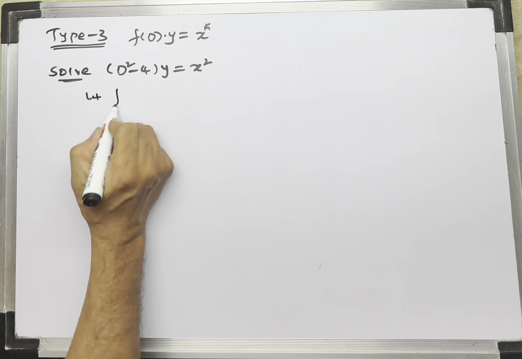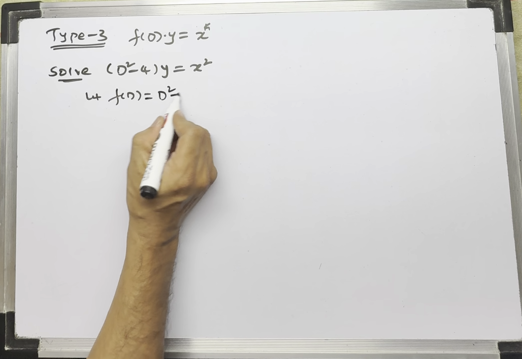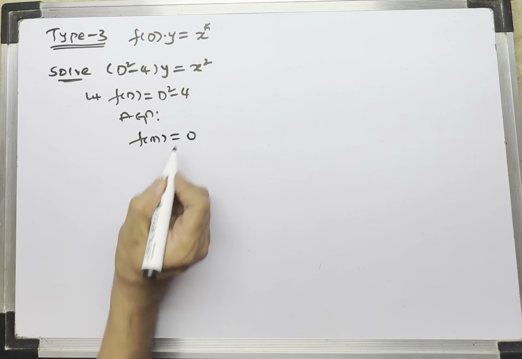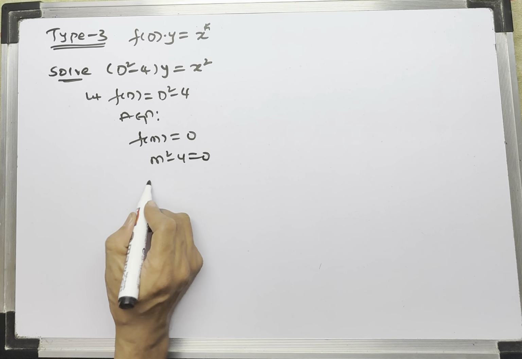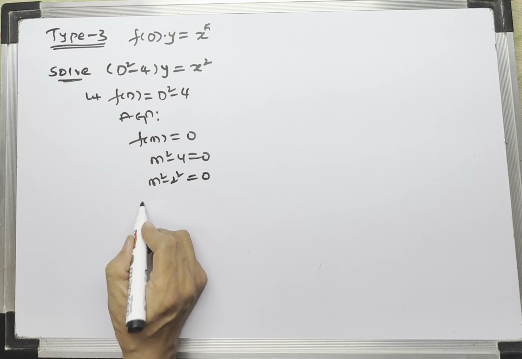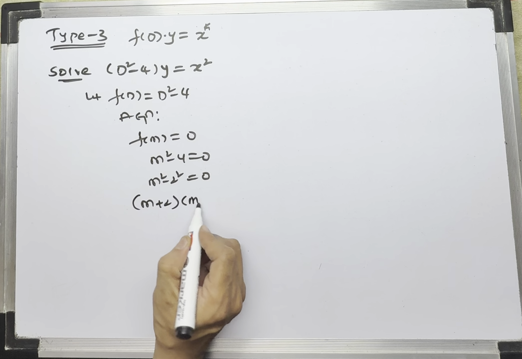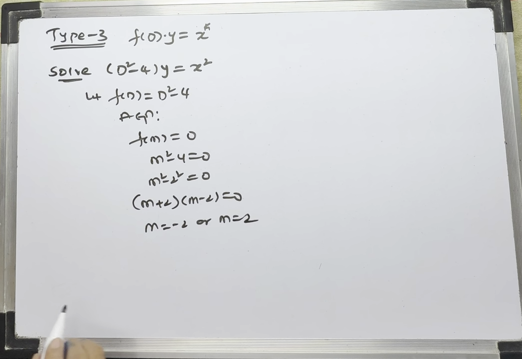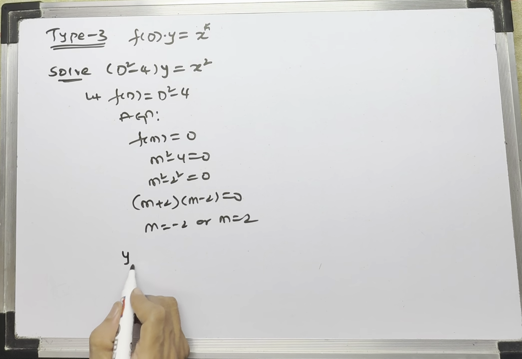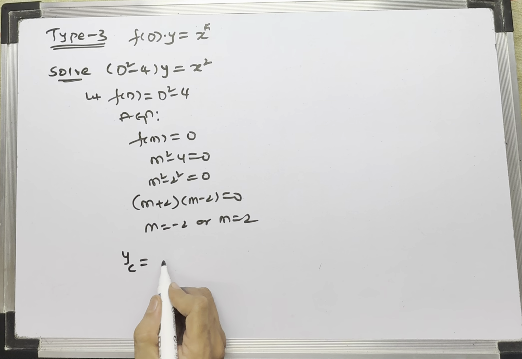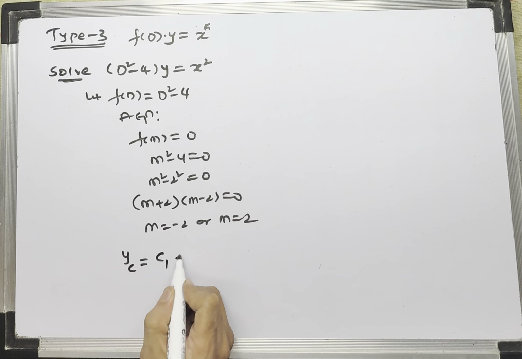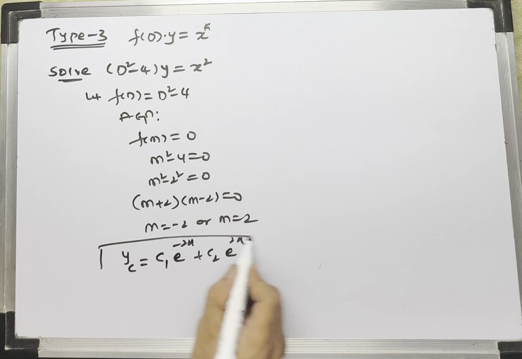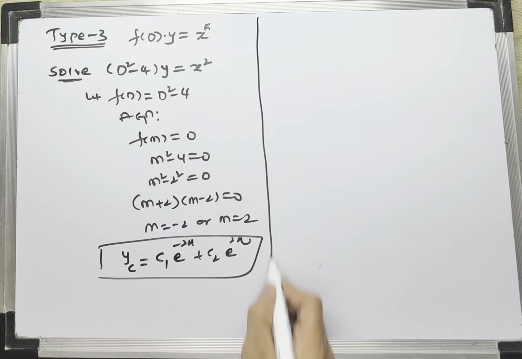So we will consider operator form f of D, then the auxiliary equation f of m equals 0: m square minus 4 equals 0, m square minus 2 square equals 0, (m plus 2) into (m minus 2) equals 0, m equals minus 2 or m equals 2. Once we have this, we can consider yc, the complementary function, equals c1 e power m1x plus c2 e power m2x. Once we get the value of yc, now we can go for yp.